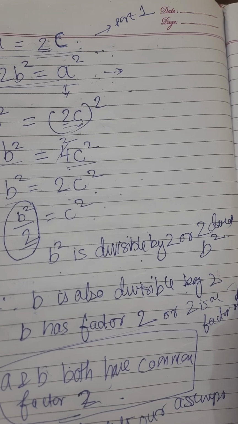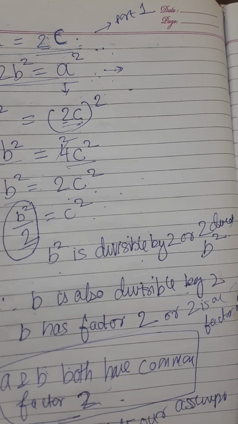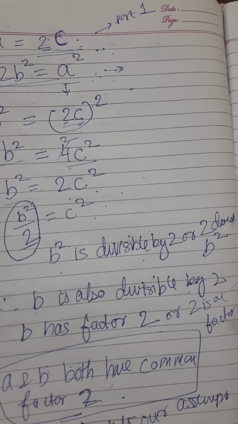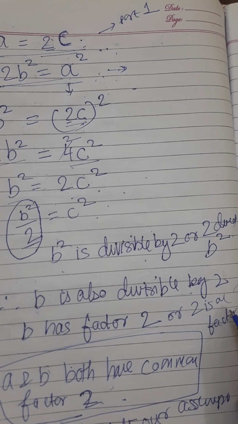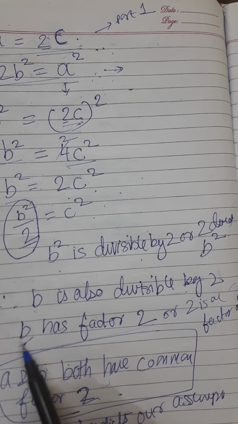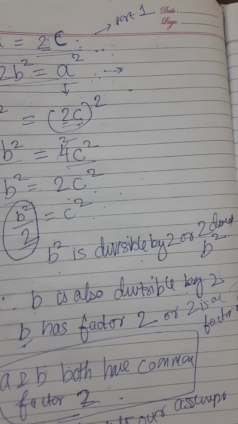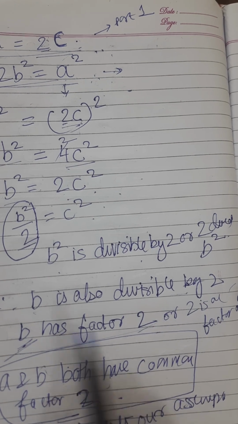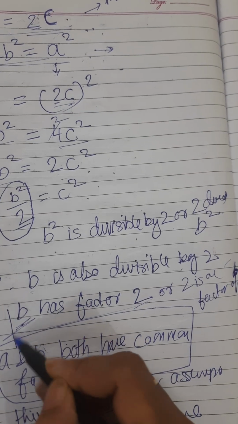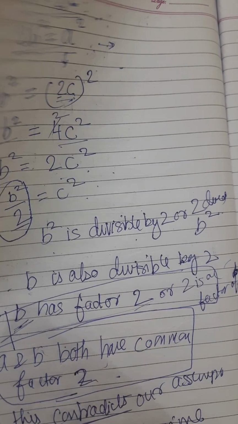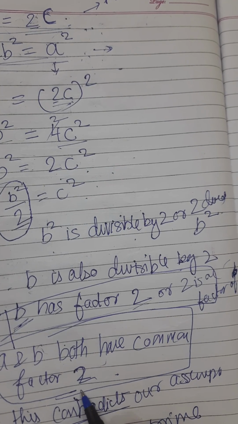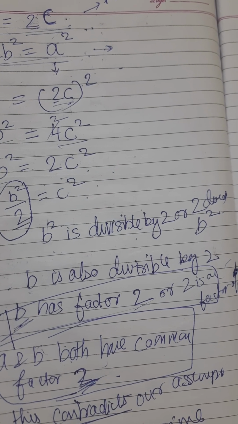Okay, so b could be what? 2, 4, 6, 8, 10, 12, anything, right? It could be 26, 13 into 2. So any number multiplied by 2 could be b. Now we proved b has a factor of 2. We had proved a has 2 as a factor. So both a and b have 2 as a common factor.